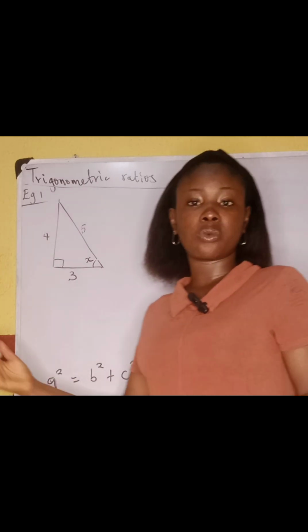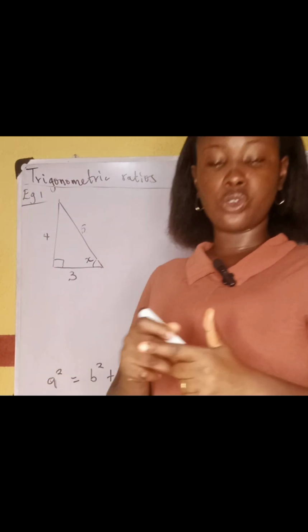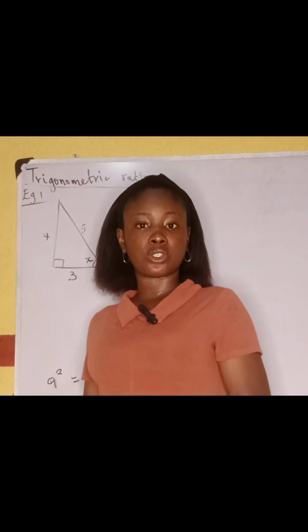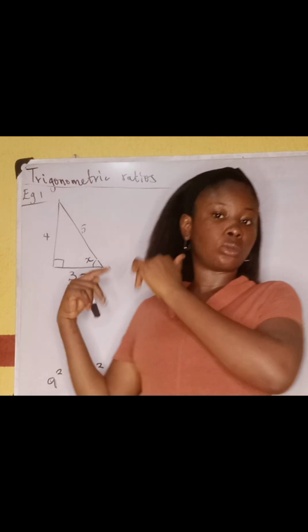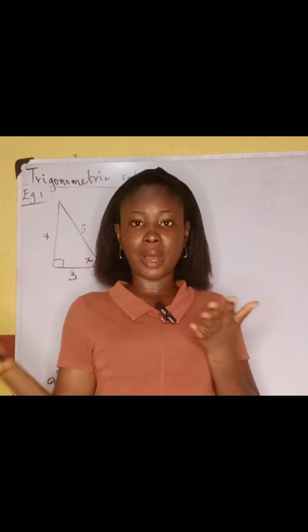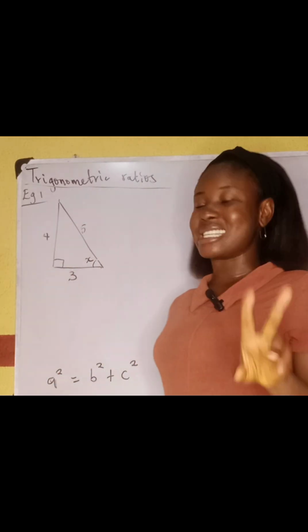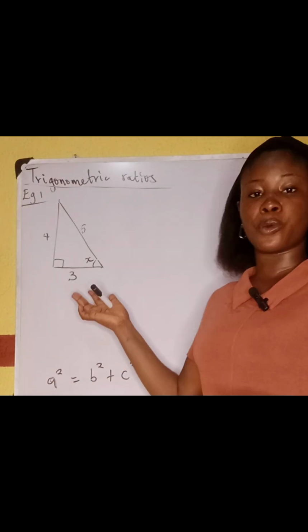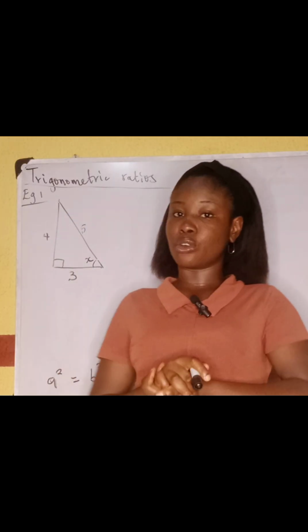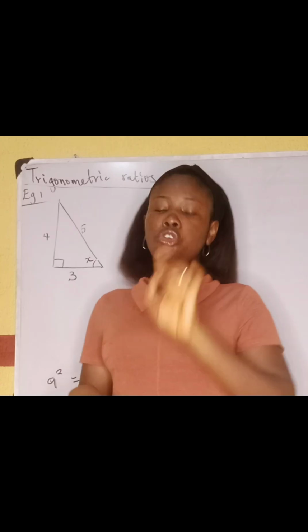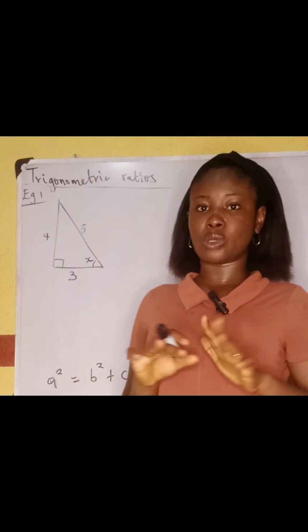Sine theta is equal to opposite over hypotenuse, cos theta is adjacent over hypotenuse, and tan theta is equal to opposite over adjacent. You remember our SOHCAHTOA. Now these two things are what you can use to solve any problem involving right angle triangle. But when do you know when to use them? Let me use this to explain.